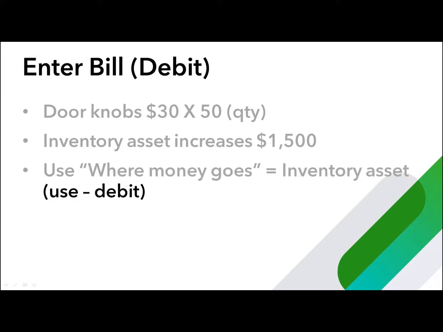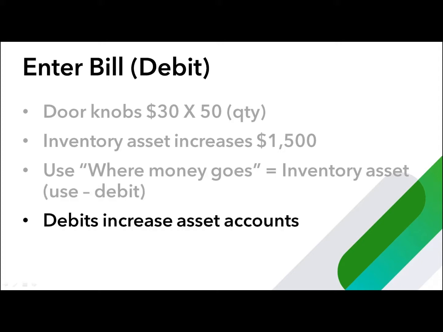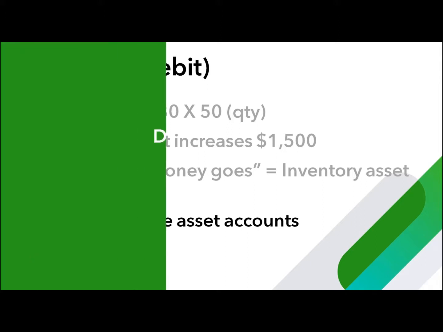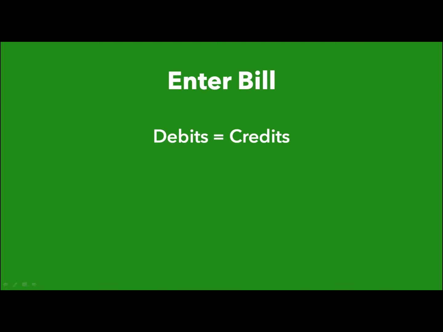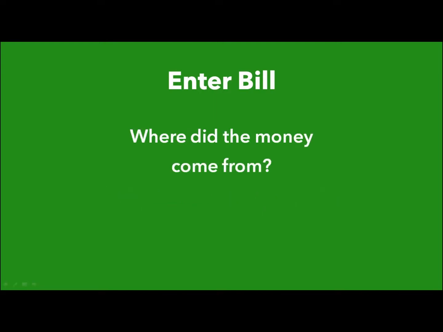Remember the general guideline learned earlier. Uses are usually debits. This makes sense because debits increase asset accounts. First, draw the inventory asset account as a T. Debits appear on the left. 50 doorknobs at $30 equals $1,500. Enter the debit of $1,500. Remember, debits must equal credits. The use, or where the money goes, must equal the source, or where the money comes from. Where did the money come from? How did you pay for the doorknobs?